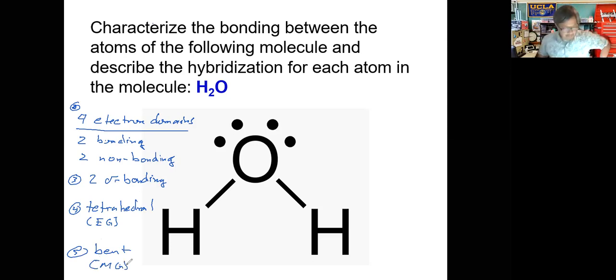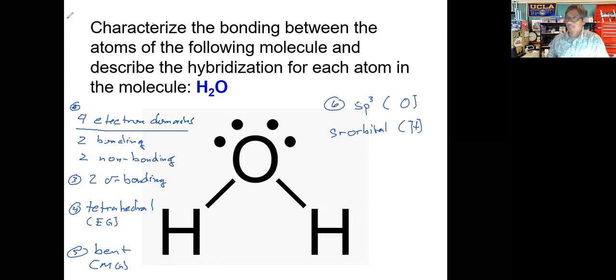All right. The last question you want to be able to answer is, what is the hybridization? The hybridization around the oxygen is going to be sp3, because the electron geometry is tetrahedral with 4 electron domains, and so oxygen is sp3 hybridized. The hydrogen again is not hybridized; it's a simple s orbital. That is for the hydrogen. Go ahead and save that for you.